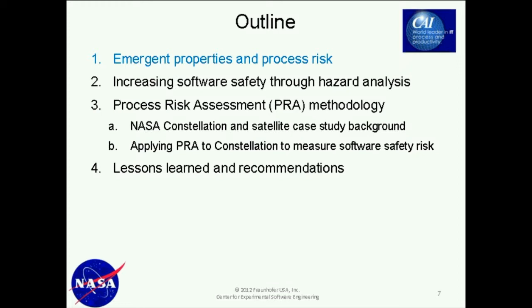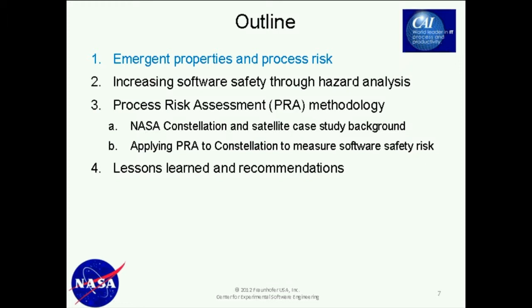So on the outline we have 4 sections. The first one is we're going to first talk about what we mean by emergent properties and process risk, and then we'll talk about increasing software safety capabilities through hazard analysis. Then we're going to talk in detail about the methodology and its application to a specific example, which turns out to be the NASA Constellation program, and then we're going to talk about applying it to Constellation to measure software safety risk. And then we'll talk about some lessons learned and some recommendations in general.